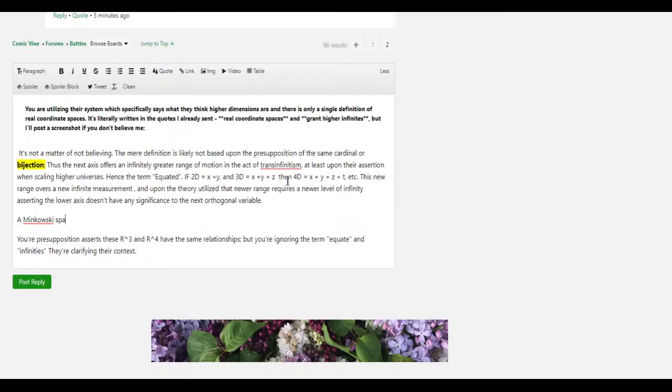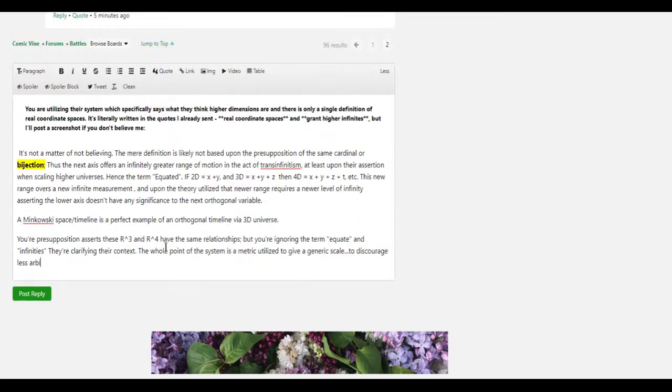A Minkowski space timeline is a perfect example of an orthogonal timeline via 3D universe. Okay? Your presupposition asserts that the R3 and R4 have the same relationship, but you're ignoring the term equate and infinities. They're clarifying their context. The whole point of the system is a metric you utilize to give a generic scale to discourage less arbitrary and apply the fiction's case.